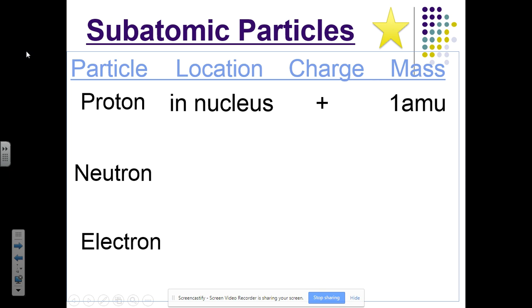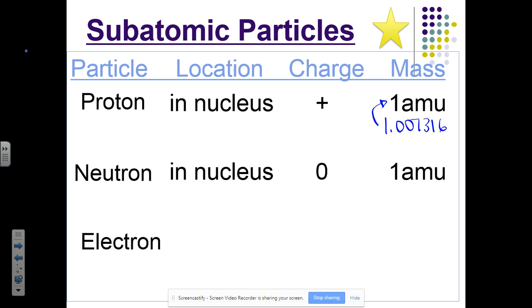So a proton is approximately 1 AMU. Technically, and you do not need to include this in your notes, a proton would be 1.007316 AMU. Okay, so we just round that to 1. A neutron is also found in the nucleus, and it is neutral. That's why it's called a neutron. So the charge is 0.